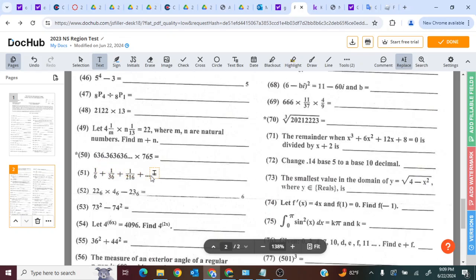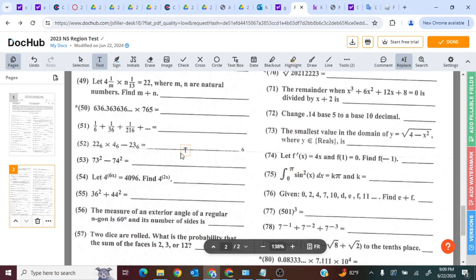Okay, this is your geometric term. 1 over 6 times 1 over 1 minus 1 over 6, or 1 over 5 over 6, or in other words, 1/6 times 6 over 5 gets you 1/5. Look up the equation for the sum of a geometric series if you don't know that.